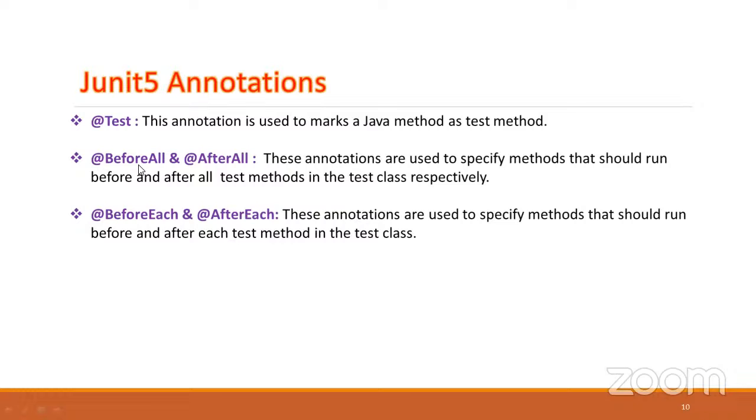So those one-time activity logics should be executed where? At the rate BeforeAll and at the rate AfterAll. One-time activity related logics at the class level should be part of BeforeAll and AfterAll. So what is BeforeEach and AfterEach for? Whenever you want to execute some logic before execution of the test method or after execution of the test method as well, then I need to go for BeforeEach and AfterEach.